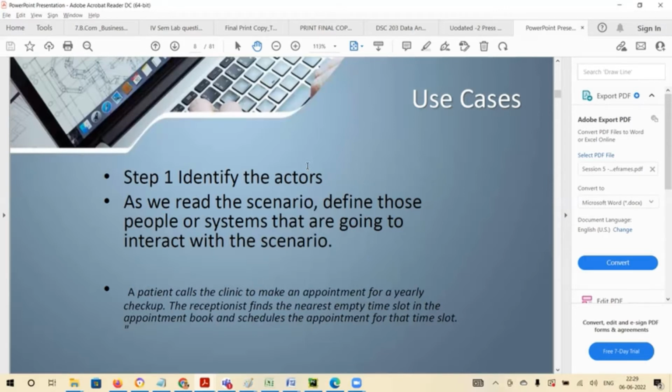Okay. Now, which system are you talking about? You're talking about feeding the information into the system. There only the dispatcher is the actor. But there are other activities. It's not just one use case. Here it is only one use case.